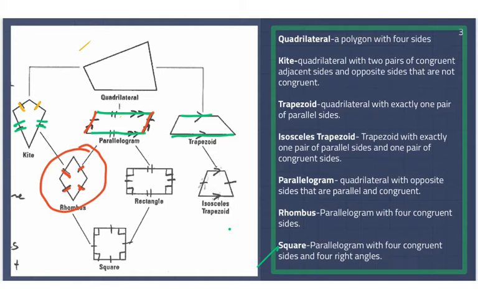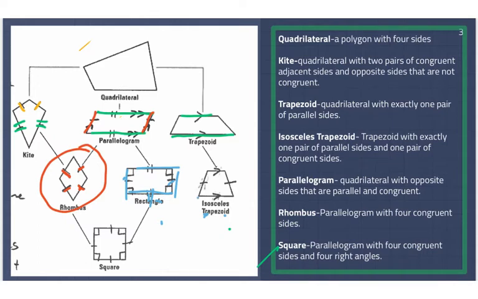Then we have the rectangle here. So opposite sides of your rectangle are parallel, right? And they're congruent. And same here, parallel and congruent, and we have four right angles. This is our isosceles trapezoid. So an isosceles trapezoid is a trapezoid with exactly one pair of parallel sides and one pair of congruent sides.